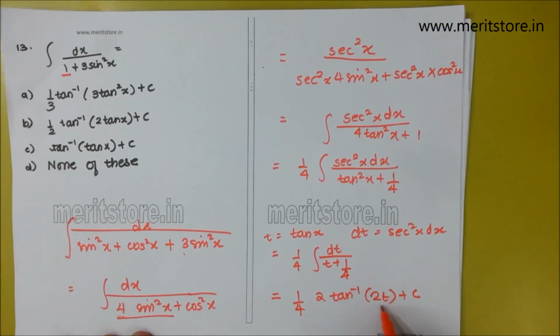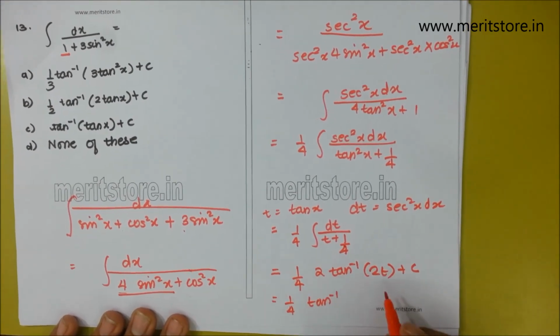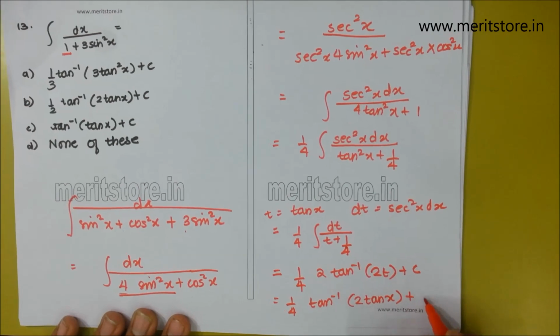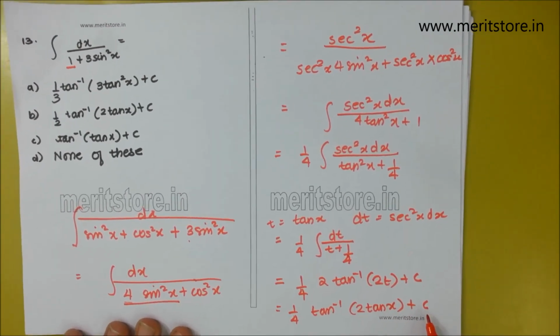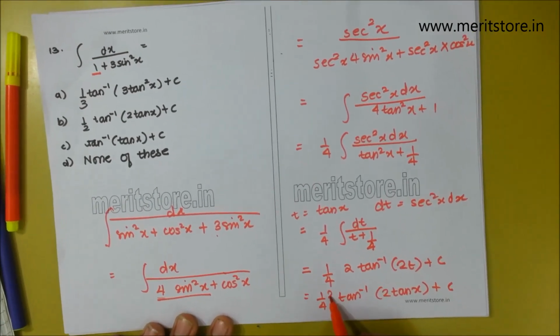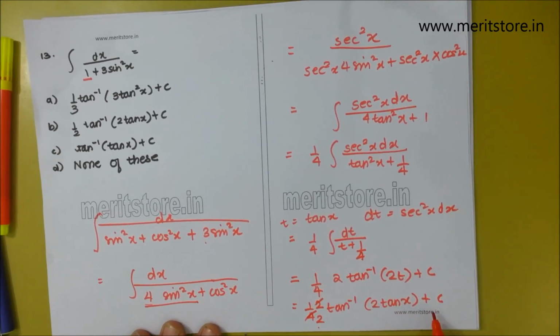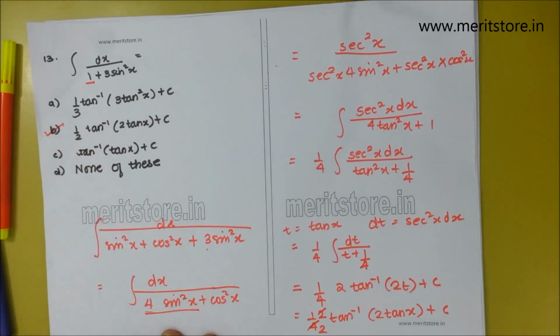So now resubstituting the value for t, that is 1 by 4 tan inverse of 2 tan x plus c. So 1 by 4 tan inverse of 2 tan x plus c is the correct answer. So here we already have a 2, 1s are 2, 2s are, so we are left with 1 by 2 tan inverse of 2 tan x plus c. That is option B, 1 by 2 tan inverse of 2 tan x plus c. So option B is the correct answer.